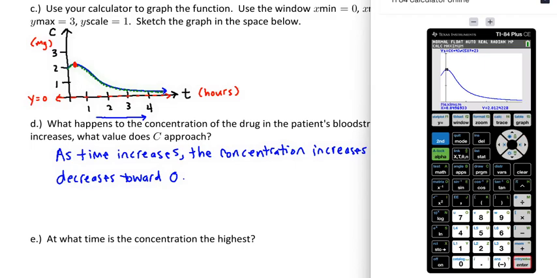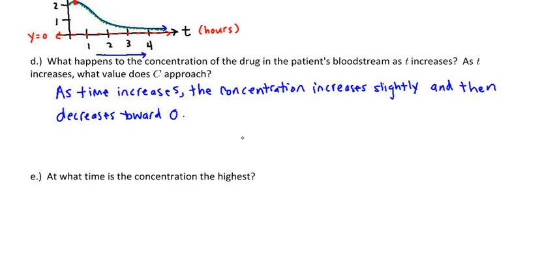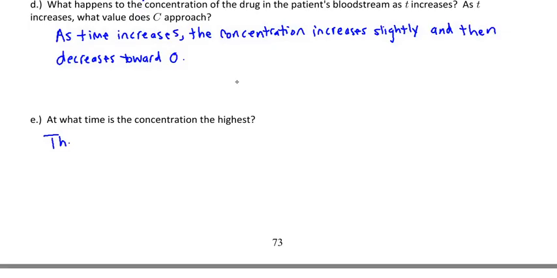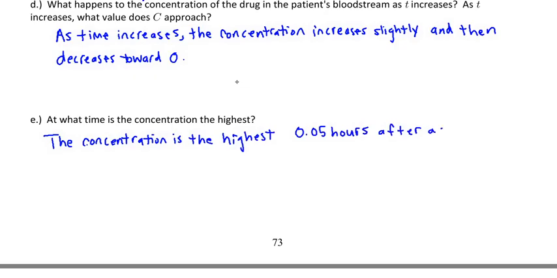So if we look carefully, it looks like our maximum would be, let's just go here, 0.05, and y equals 2.01. So the maximum t value is 0.05, and then our concentration is 2.01. So at what time is the concentration the highest? We can say the concentration is the highest at 0.05 hours after administration.